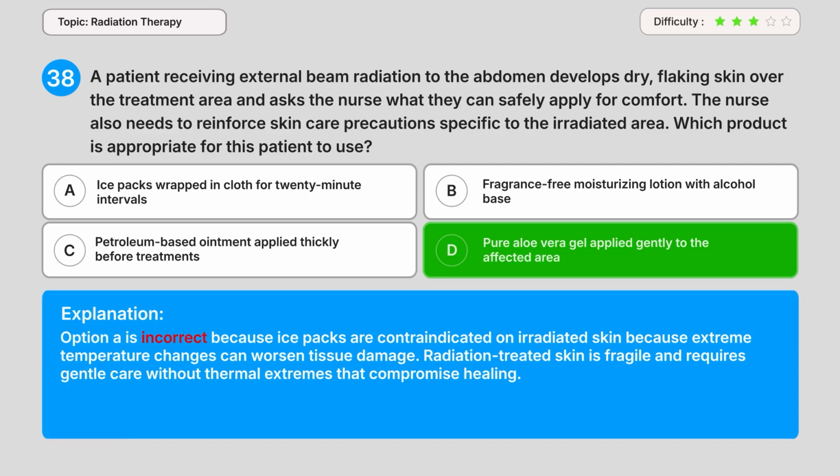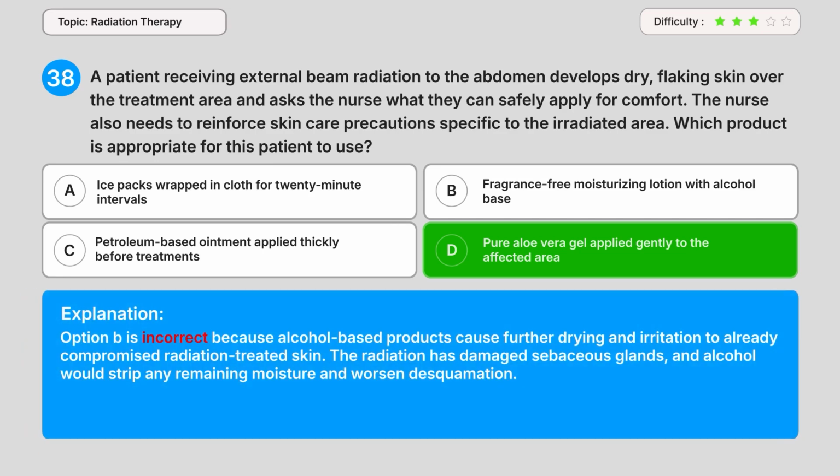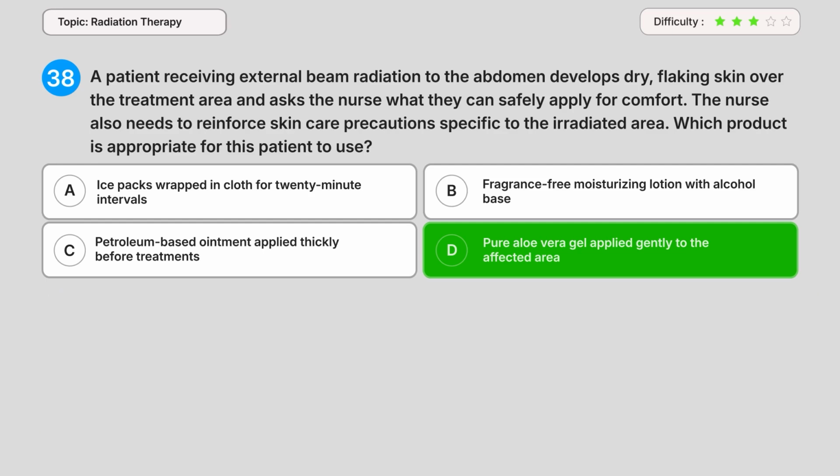Option A is incorrect because ice packs are contraindicated on irradiated skin because extreme temperature changes can worsen tissue damage. Radiation-treated skin is fragile and requires gentle care without thermal extremes that compromise healing. Option B is incorrect because alcohol-based products cause further drying and irritation to already compromised radiation-treated skin. The radiation has damaged sebaceous glands, and alcohol would strip any remaining moisture and worsen desquamation.